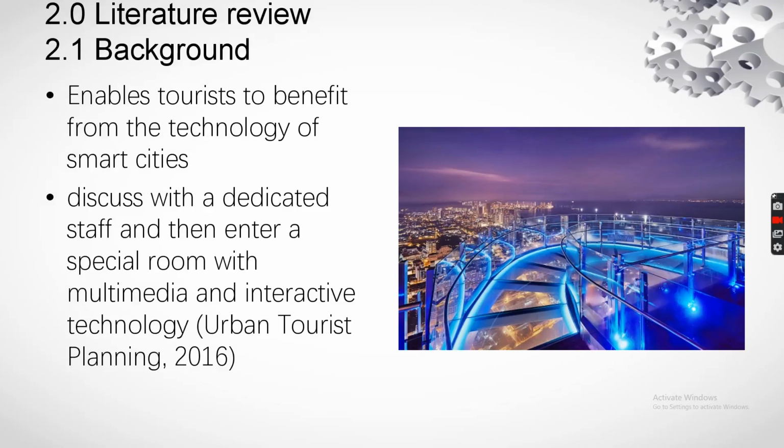The second part is the literature review. 2.1 Background. The approach in using a smart tourist system is a multi-device and multi-location system that enables tourists to benefit from the technology of smart cities and to create customized cultural itineraries on every mobile device. The following steps could describe an experimental case scenario.